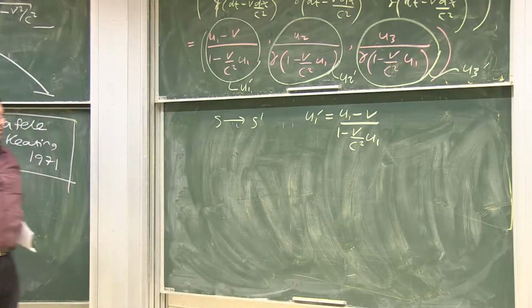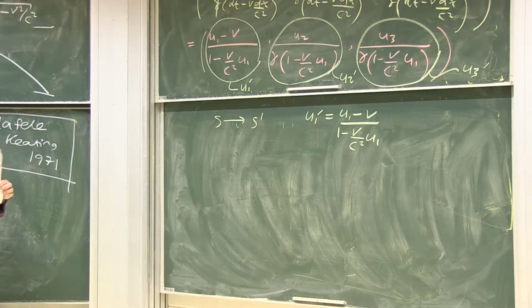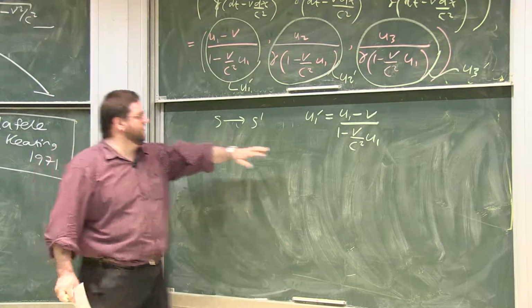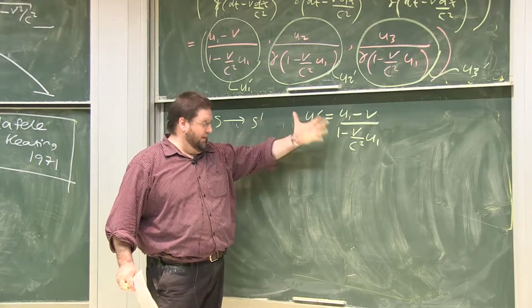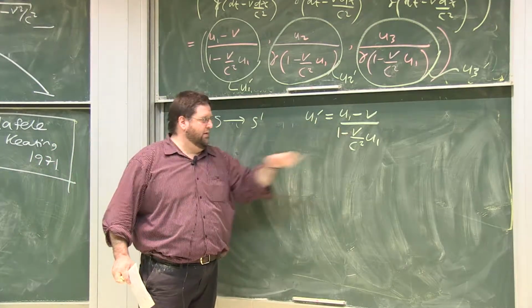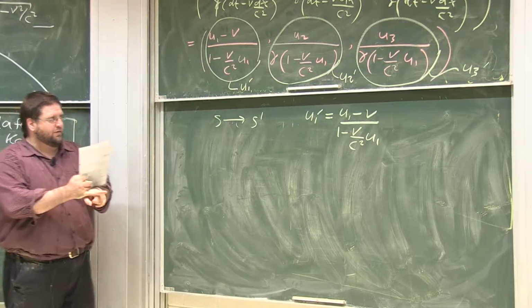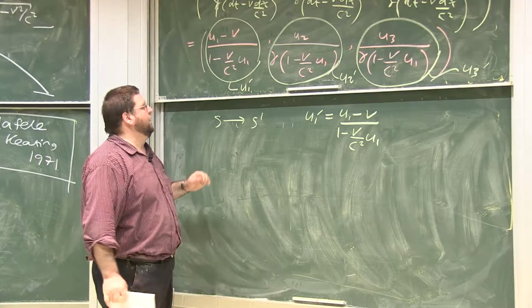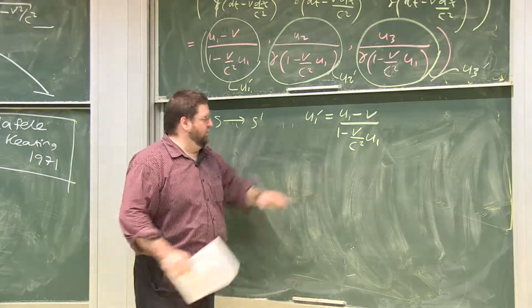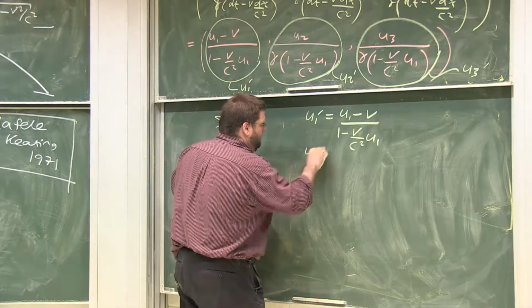Again, u1 and u1 prime are respectively the x and x prime components of the velocity in S and S prime. V, on the other hand, is the velocity over which the two x/x prime axes are sliding relative to one another. And I could write down the formula for u2 prime and u3 prime. I won't.